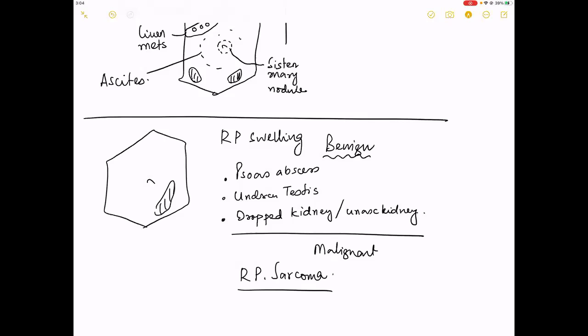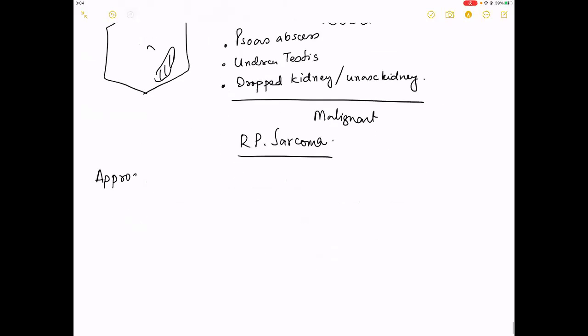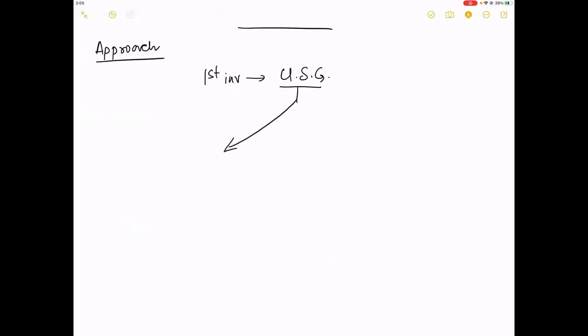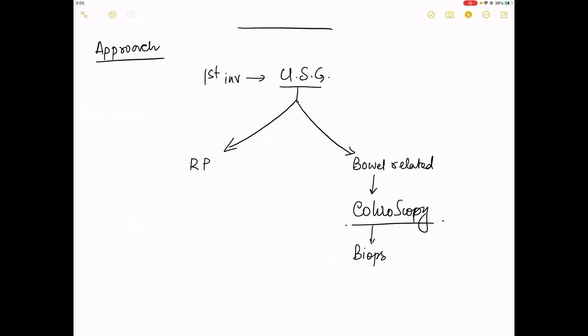Yes, sir. So, sir, with this we complete the approach. It comes as a theory question. What is the first investigation that I do? An ultrasound. By this time you have known that. What will an ultrasound tell you? Retroperitoneal or bowel related. If it is bowel related, you go for a colonoscopy. Am I audible, everyone? Hello. Yes, sir. Good. And if you do a colonoscopy, do a biopsy.